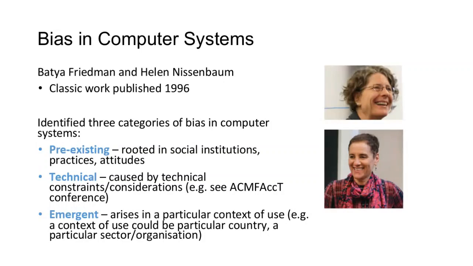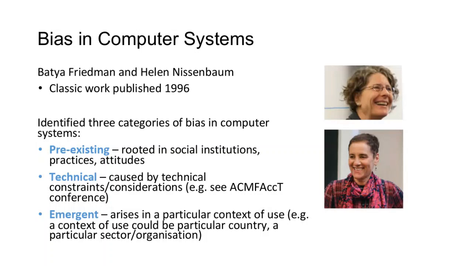A classic work in this field was published by Friedman and Nissenbaum back in 1996. And I think the framework that they present in this paper is quite an interesting one for thinking through some of the issues around search engine bias and thinking through them in a socio-technical way. So some of you will be familiar with this paper anyway, but for those of you that are not, I'll just give a quick overview.